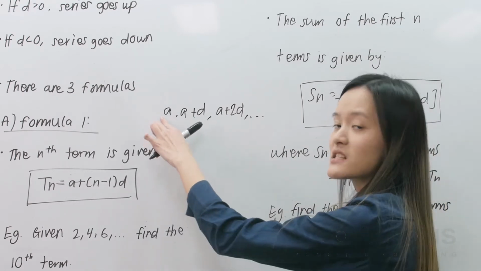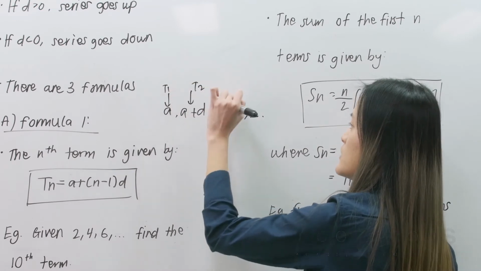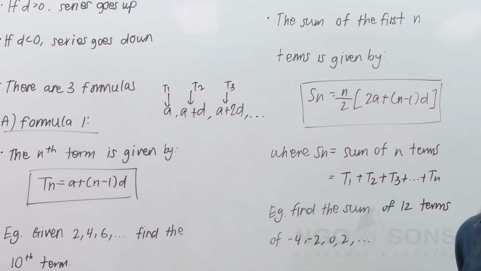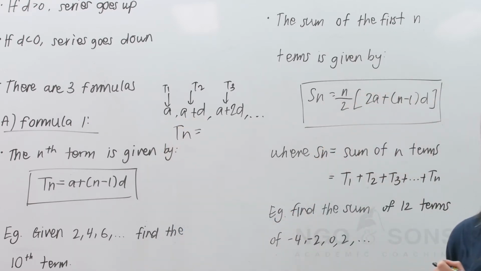That means A is my first term, I'm going to call it T1. This one is my second term, T2. This one is my third term, T3. And what I want to find today is what Tn is equal to.